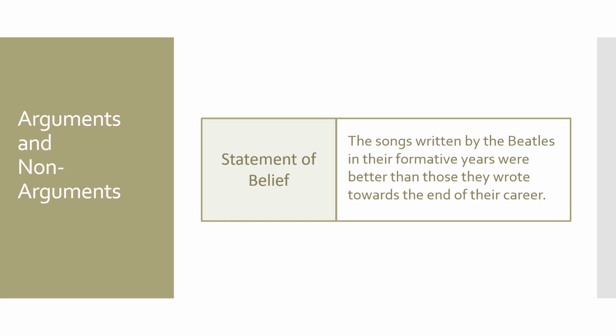So an example of this would be something like, the songs written by the Beatles in their formative years were better than those they wrote towards the end of their career. Now notice this claim by itself merely asserts that's what I think about the Beatles and their music career. But of course, it's not hard to see how something like this could lead to an argument. It wouldn't be hard to imagine someone saying, nonsense, what about Abbey Road, or whatever.